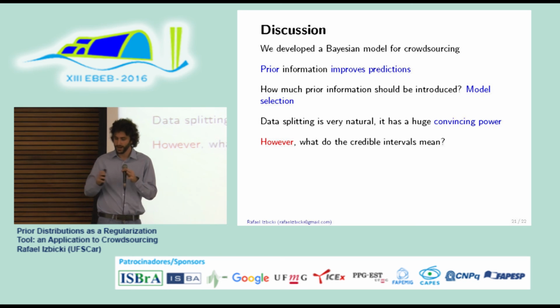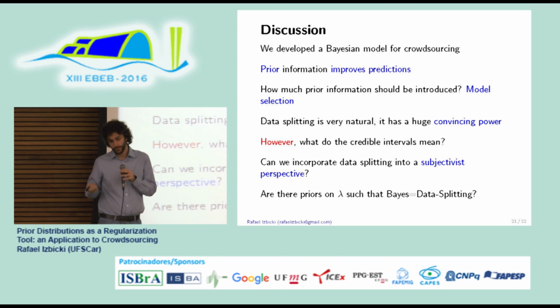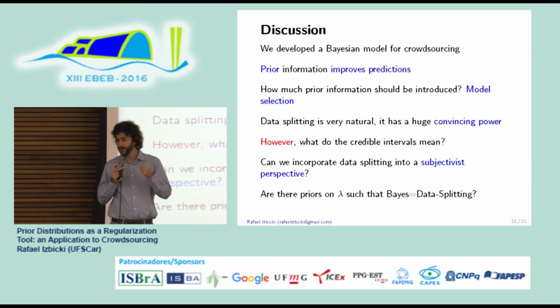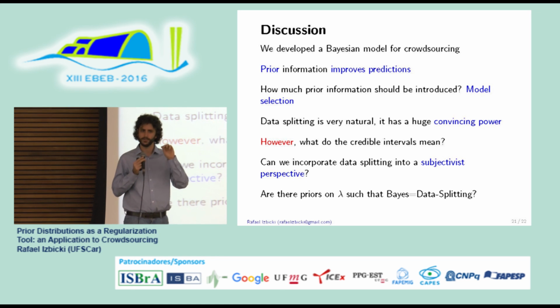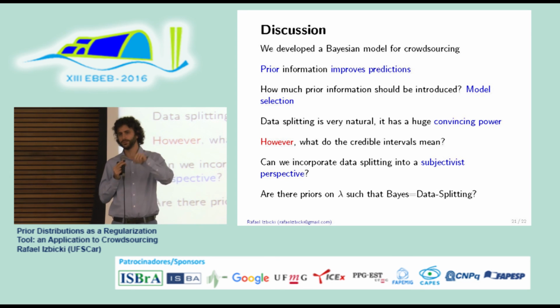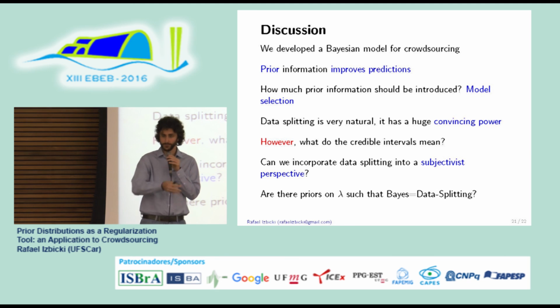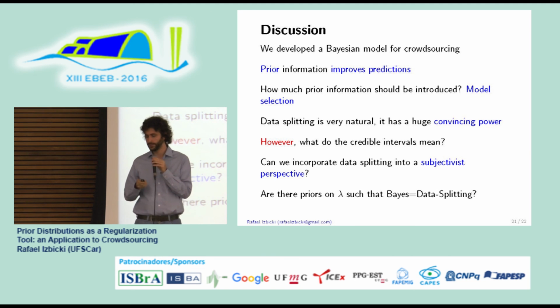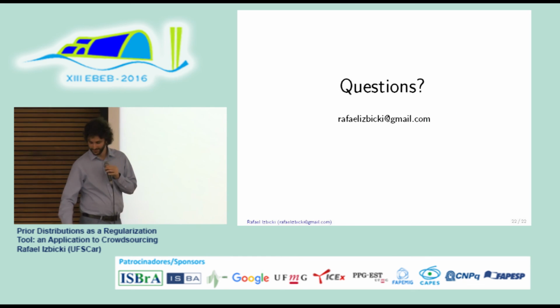So I'm not sure how, it would be good if you could incorporate data splitting into a subjectivist perspective, because then you could get the best of both worlds in a sense. So maybe a way of doing that would be to find priors on lambda. So you'd put a prior on the hyperparameter that makes the Bayes estimate with respect to that prior be the estimate you get if you use data splitting, or at least approximately that. Then you could make a Bayes estimate, a subjectivist Bayes estimate, the Bayes estimate you get when you use data splitting. You could unify both approaches. So yeah, that's what I had. Thank you.